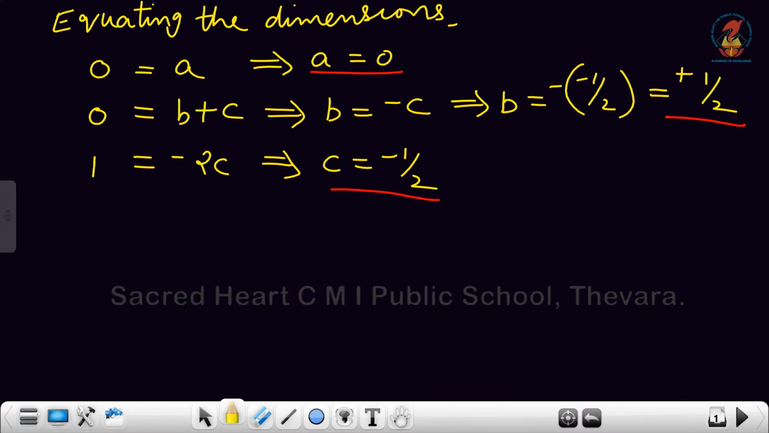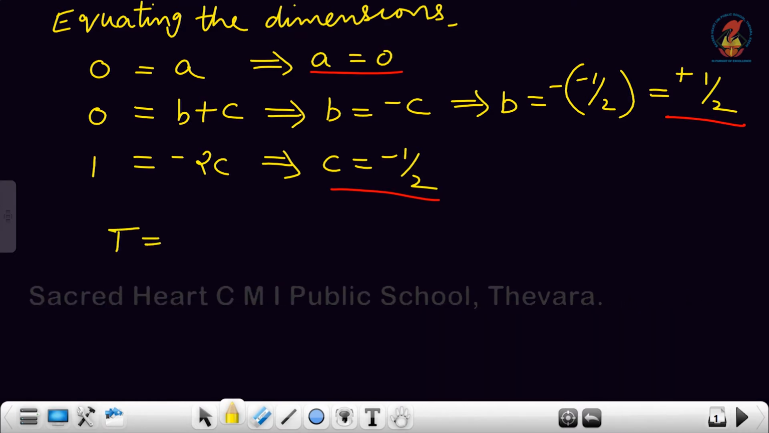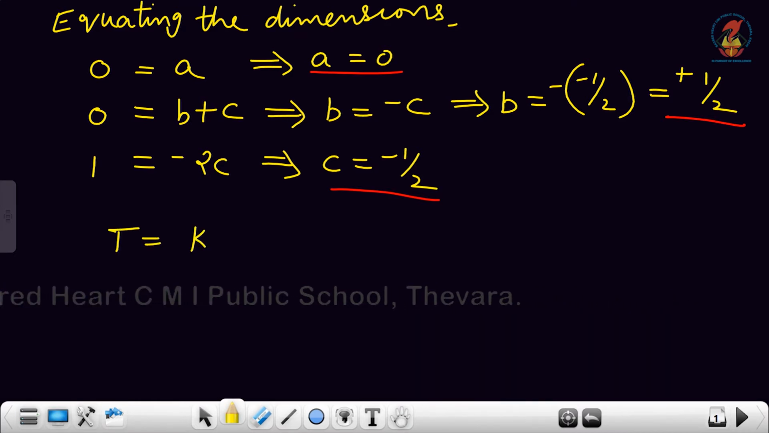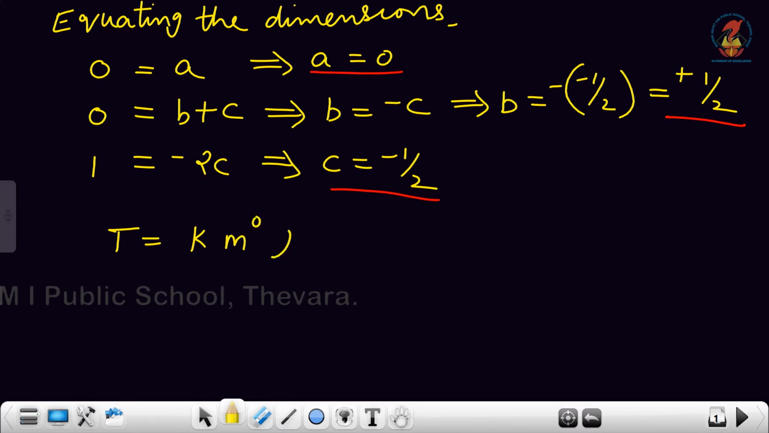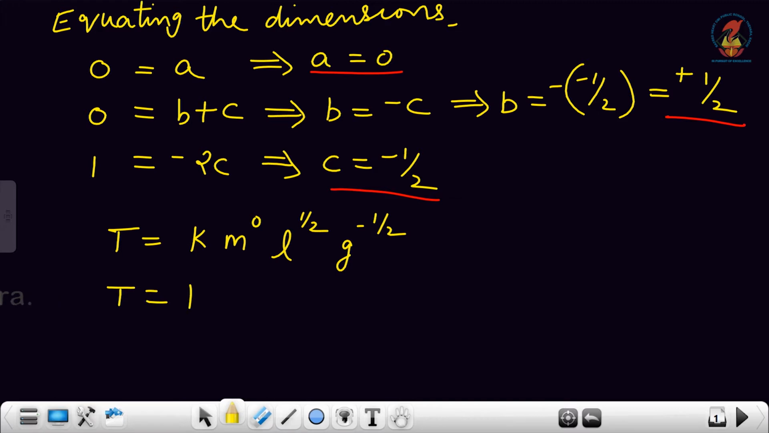So I'll write T is equal to K into M raised to 0, L raised to 1 by 2, g raised to minus 1 by 2. This can be written as K, M raised to 0, any number raised to 0 is 1.